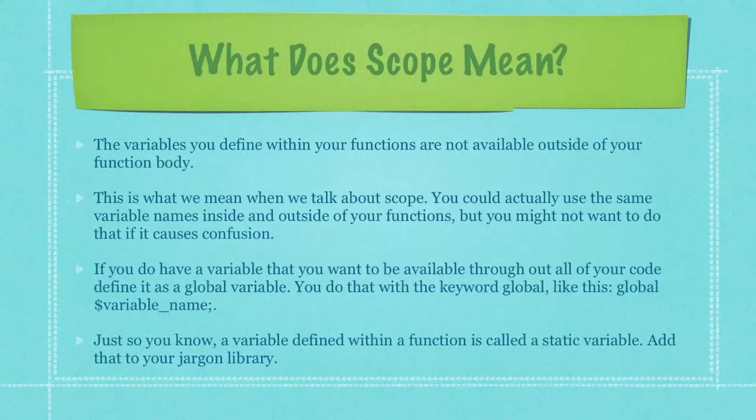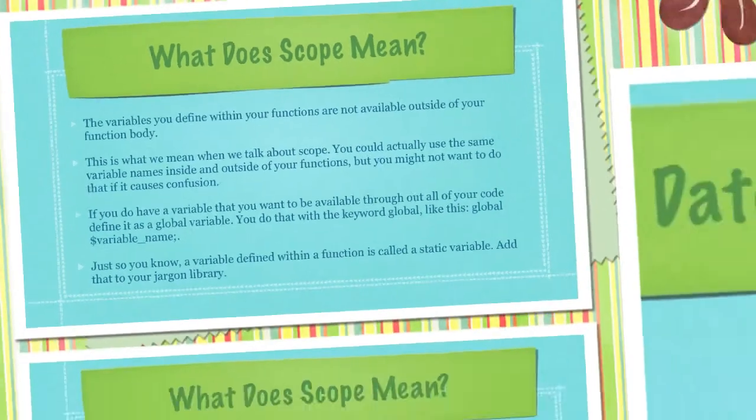If you do have a variable that you want to be available throughout all of your code, define it as a global variable. You do that with the keyword global, like I have here in this example. Have the word global followed by a variable name. Just so you know, a variable defined within a function is called a static variable.